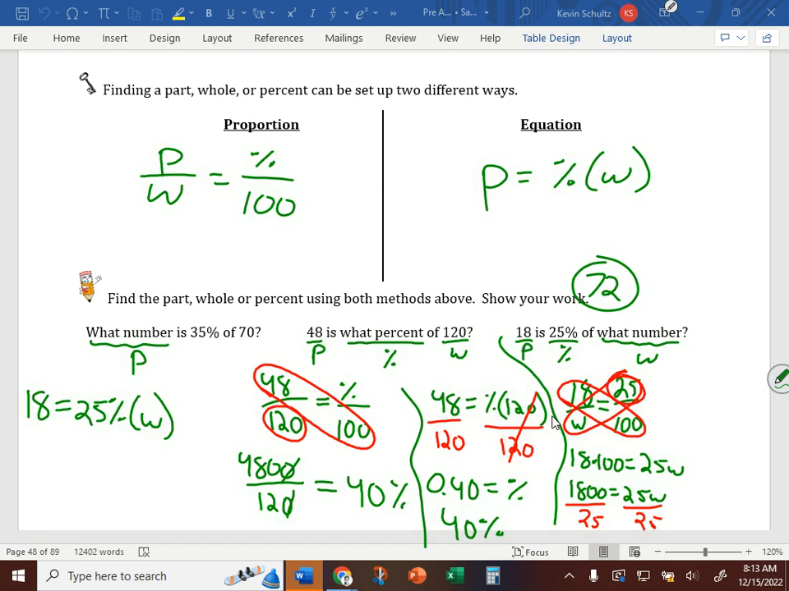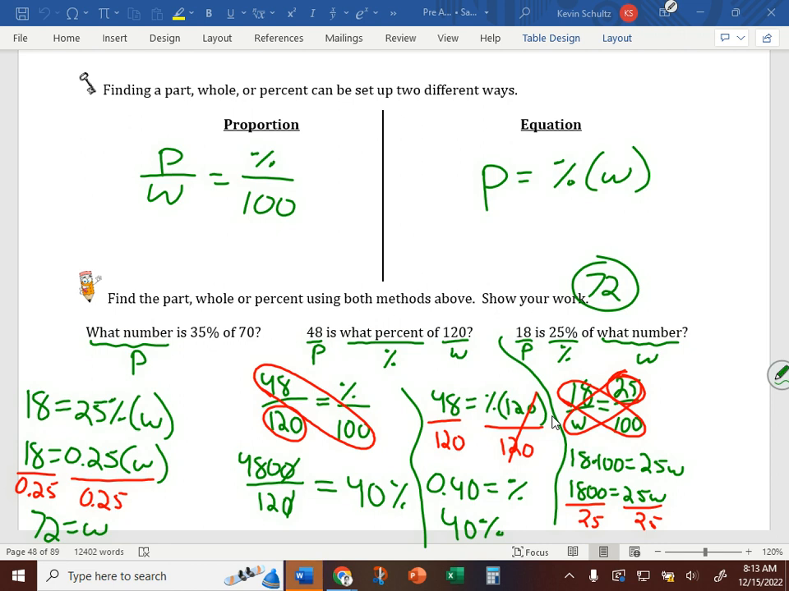Okay. So 18 equals 0.25 times W. Opposite operations, get W by itself. We're multiplying 0.25 by the whole, so we're going to divide both sides by 0.25. And 18 divided by 0.25, spoiler alert, is going to give us 72 as a decimal. Remember, when you divide by a value less than 1, your original value is going to go up, right? It's going to increase.